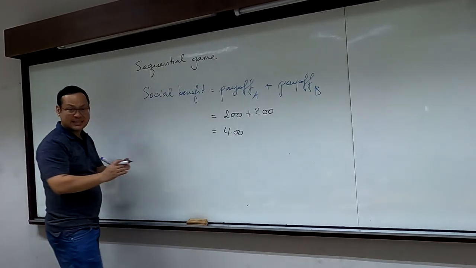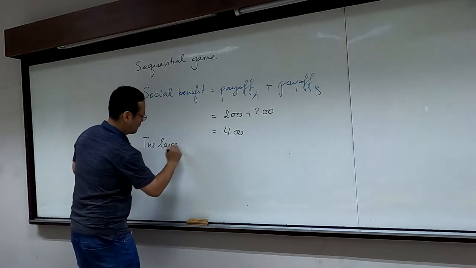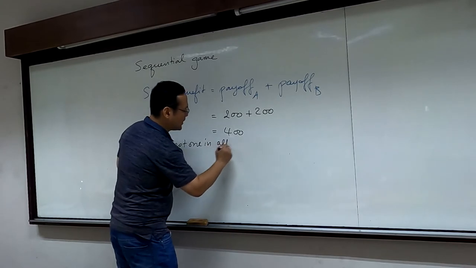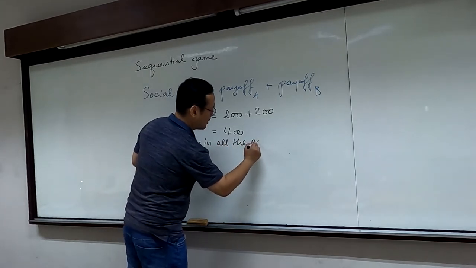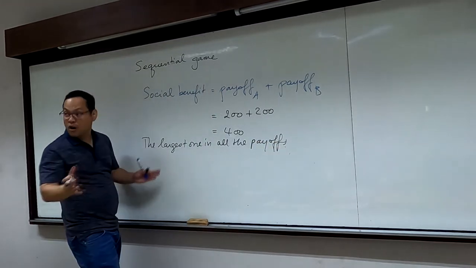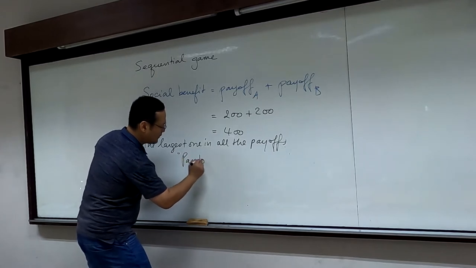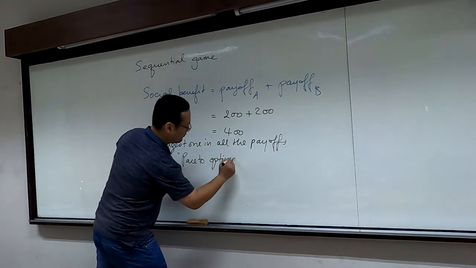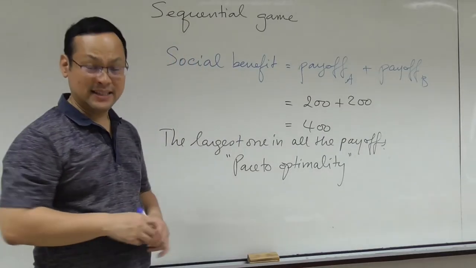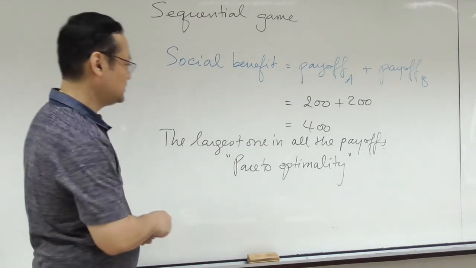If 400 is the largest one in all the payoffs, or the largest one among the payoffs, then it is the Pareto optimality. This is the Pareto optimality. Very good.